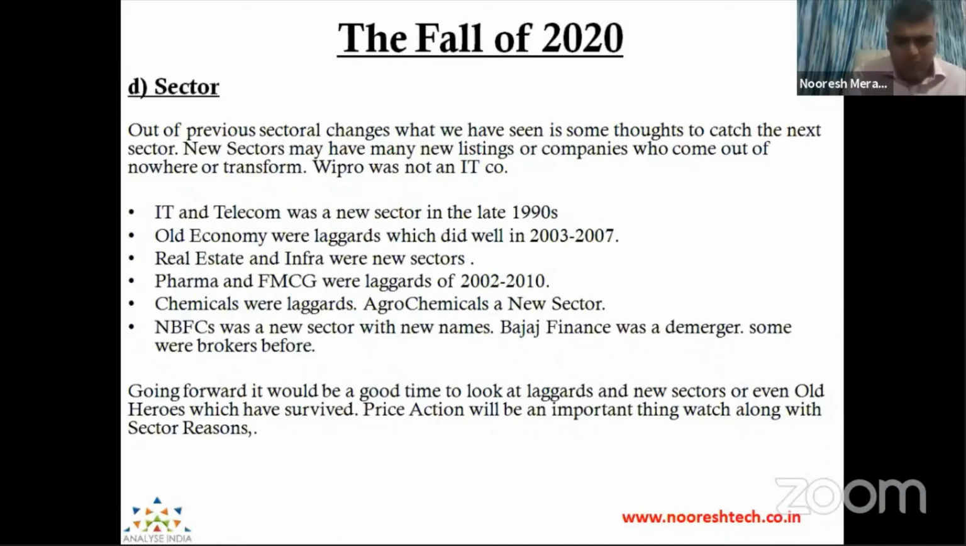Now, there were more NBFC names which got delisted in the 1990s and got busted than the number of NBFCs listed today. So it was a terrible sector in the 1990s, but did really well from 2010 to 2020. Some of them were brokers before. So what we see is that a new sector, or some of the old laggards, will start leading the pack.